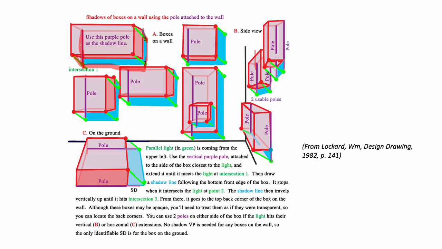In the side view, in this case, we happen to have 2 poles that we can use, and then we can find the shadow pretty easily. Now, this one on the ground also has 2 horizontal poles that we can use. Now, in all of these cases, we don't really need the shadow direction. In fact, the only place where we can identify it is here on the horizontal box.